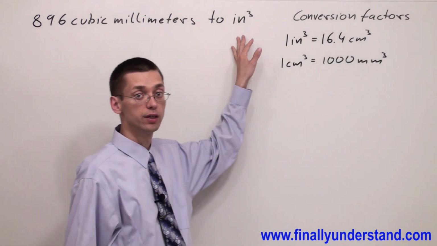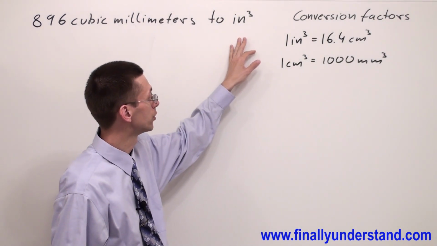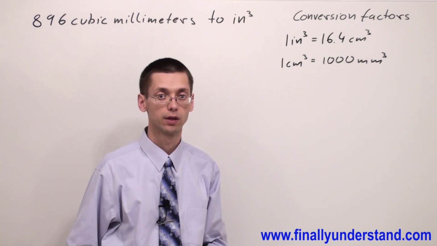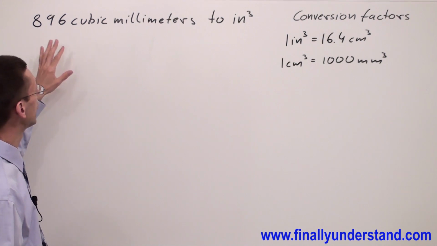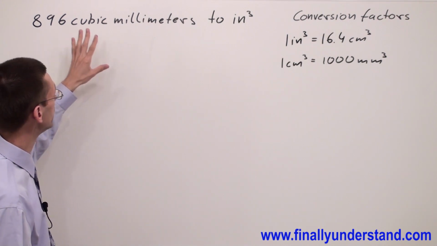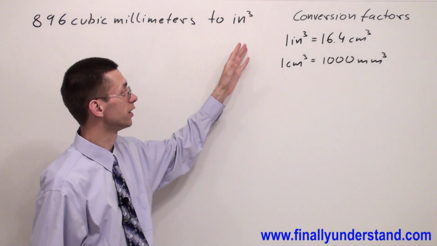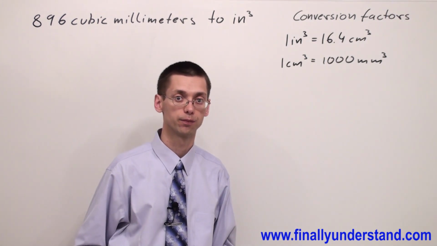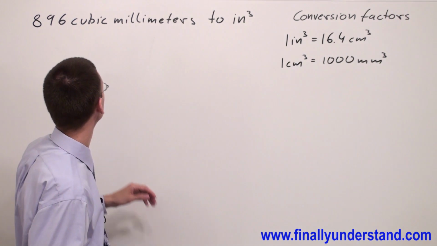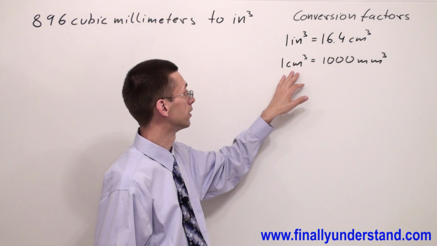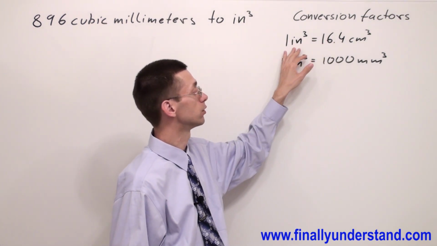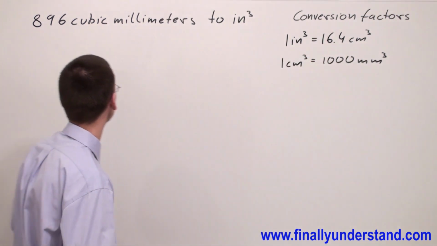This time I will convert 896 cubic millimeters to cubic inches. I'm going to use these two conversion factors because, for example, you do not have a direct conversion factor from cubic millimeters to cubic inches, and let's say these two are given. So what I'm going to do first, I'm going to convert cubic millimeters to cubic centimeters, and after that cubic centimeters I'm going to convert to cubic inches. So let's take a look.